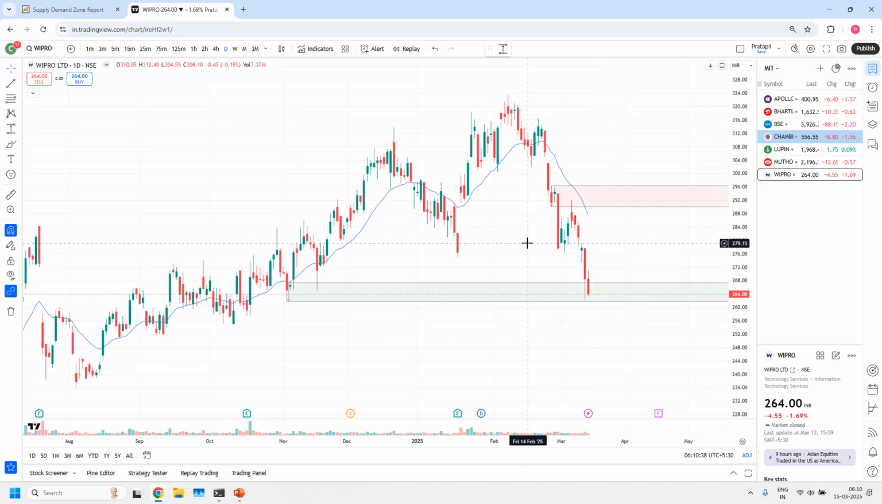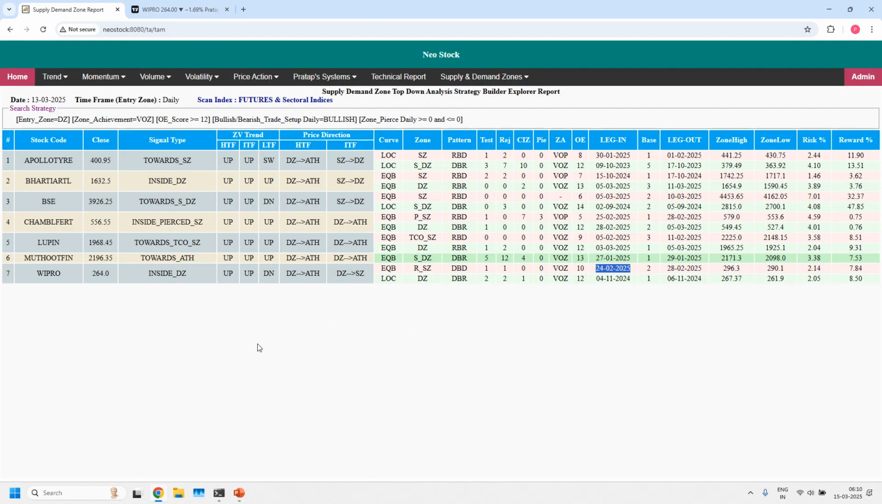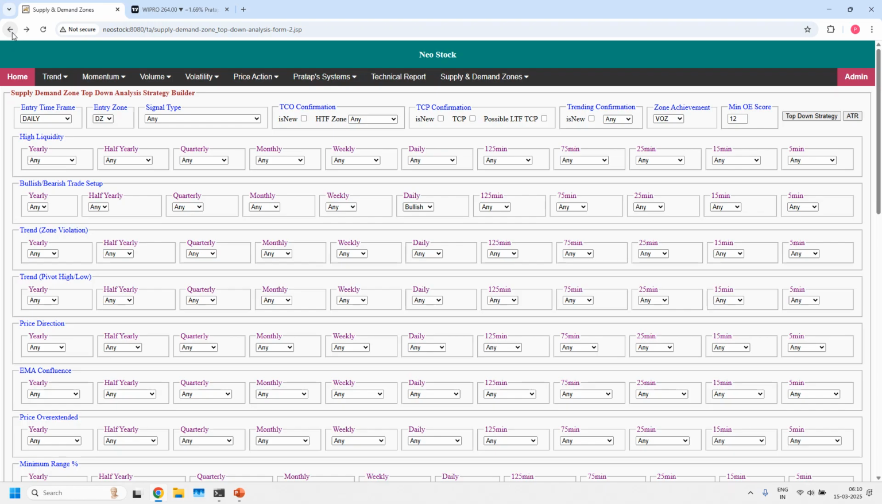Okay. So this is about the bullish trade setup. We will also add bearish trade setup stocks, and after that, we will do the analysis. Okay, bearish trade setup, how to generate? Again, same. Go back. Your entry time frame is daily. But this time your entry zone should be supply zone.